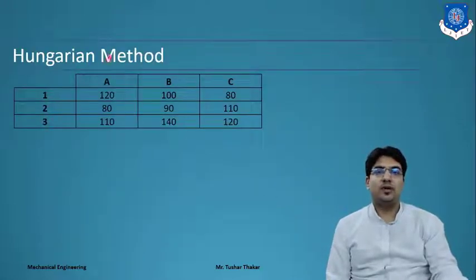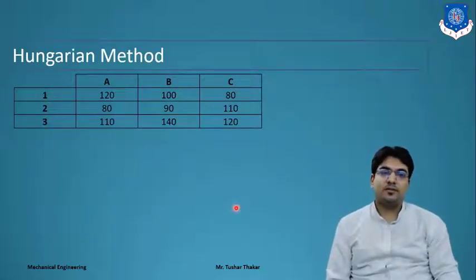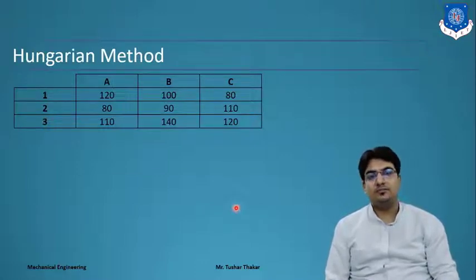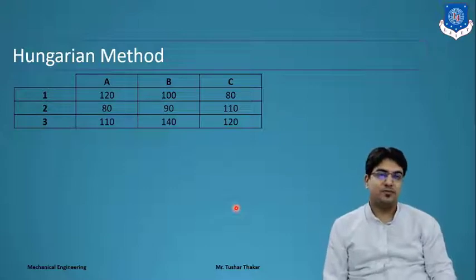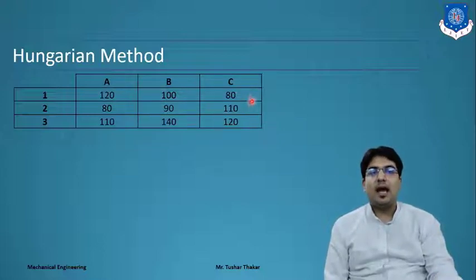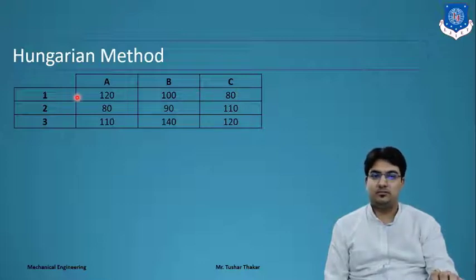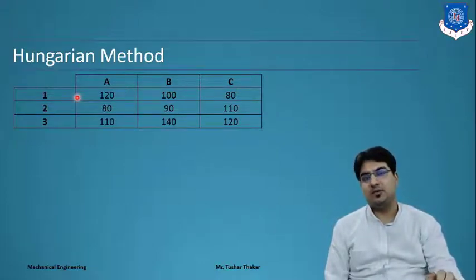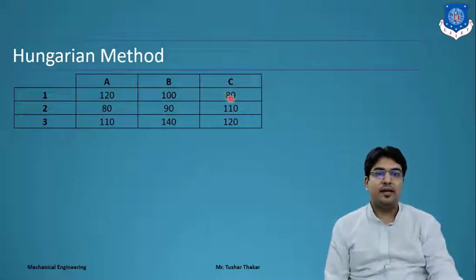So what do we have to do in the Hungarian method? First, we have to follow one rule named row reduction. What is row reduction? In row reduction we take the minimum value of that respective row and subtract that value from all the other elements of that row. Here 80 is the minimum value for row 1.